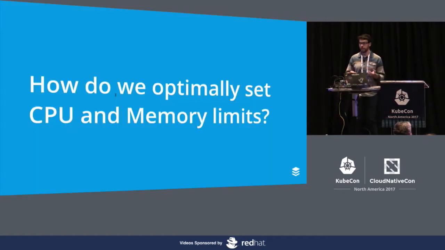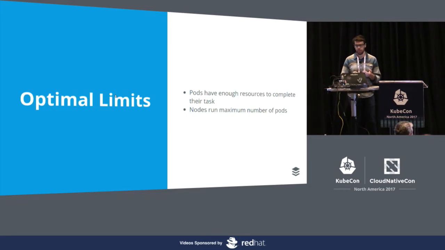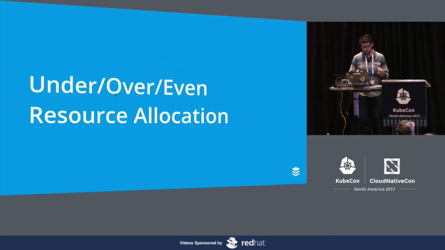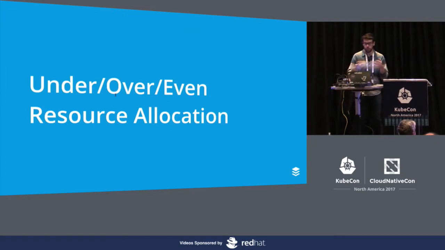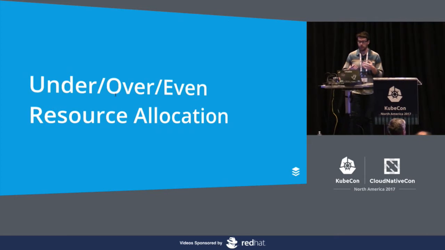So how do we go about optimally setting these things? It's important to understand what optimal means here. That means that each pod has enough resources to complete its task. And this also means that individual nodes can run the maximum number of pods. There are different ways that things could go wrong, and also things could go right.